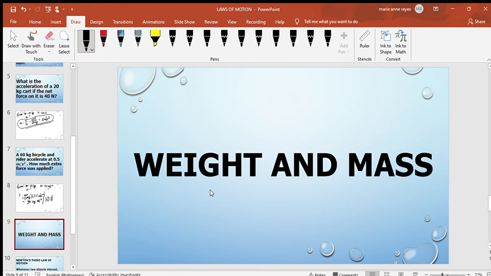So in physics, however, there is a basic difference between weight and mass. This difference is very important in Newton's explanation of motion and the causes of motion. So we now define mass as the property. Mass is defined as the property that determines how much an object resists a change in motion.